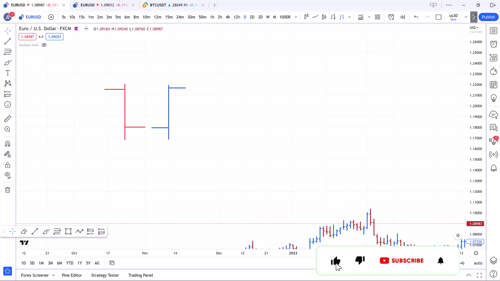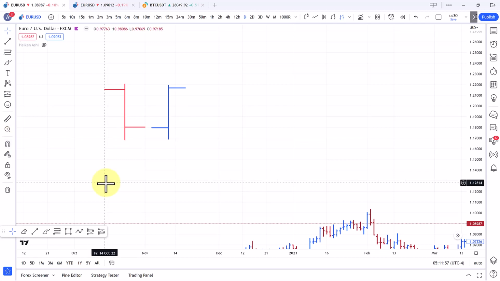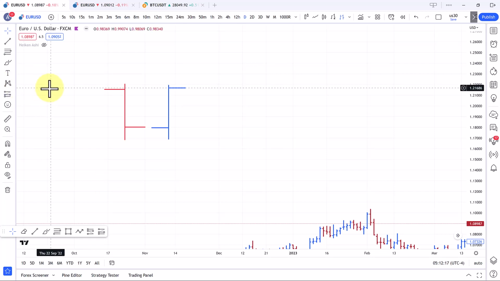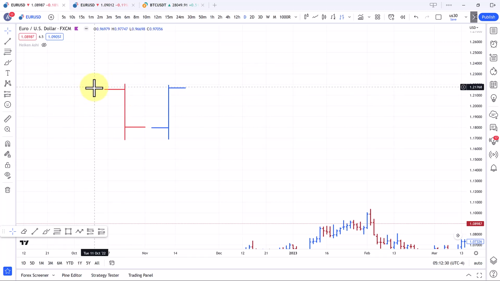What does it refer to? The bar chart shows us the highest price of a particular time frame or a particular period of time, the lowest price of it, the opening price, and the closing price. The left horizontal line is the opening price, the right horizontal line is the closing price, and the middle vertical line is the range that price moved from the highest point to the lowest point in that particular period of time.